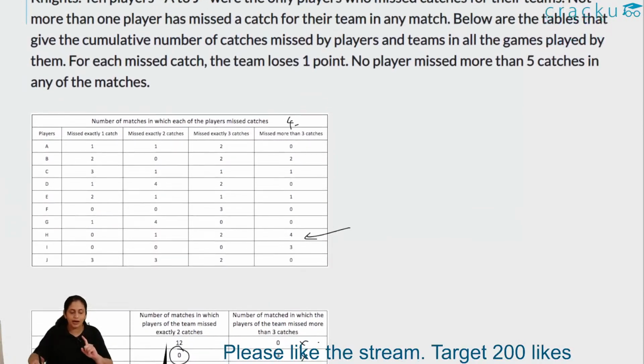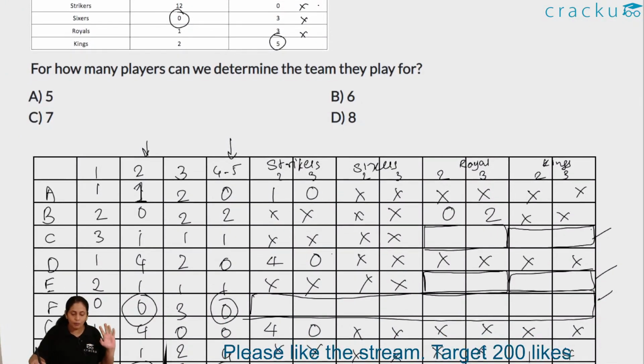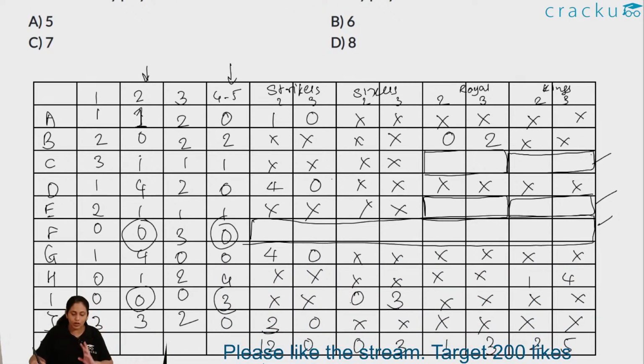There is also another part where every miscatch the team loses 1 point. So let us also figure out how much each person is going to cost the team. Consider the case of A, he is losing 1 catch, 2 catches, 3 catches and 0 catches. So how many points is A going to cost the team? He is going to cost 1 plus 2 plus 6, so 1 plus 2 is 3, 3 plus 6 is 9. So he is going to cost 9 points.